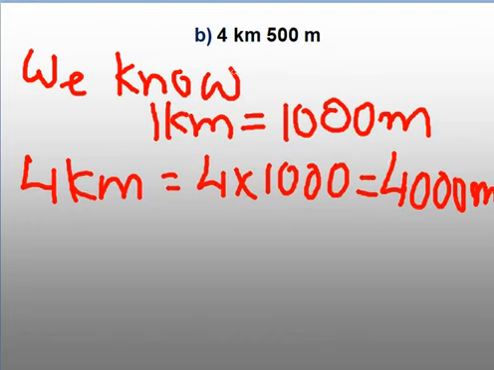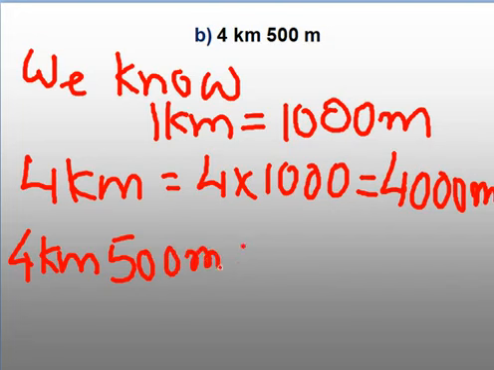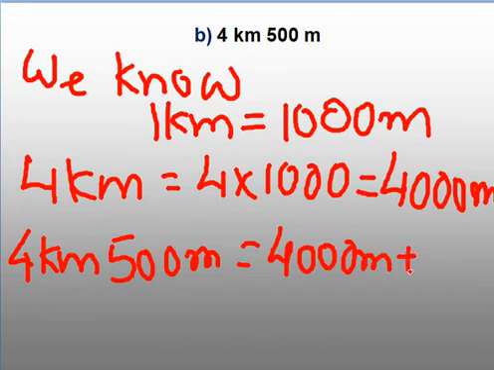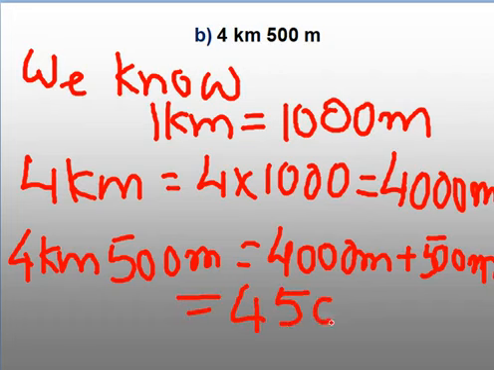We have the question 4 kilometer 500 meters. Okay, now 4 kilometer we have converted into meters as 4000 meters. Now 4 kilometer 500 meters will be equal to 4 kilometer is converted to 4000 meter, and another 500 meter is there that we will add. So 4000 plus 500, that is equal to 4500 meters. So 4 kilometer 500 meter is equal to 4500 meters.